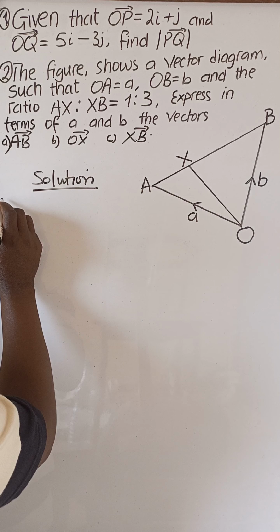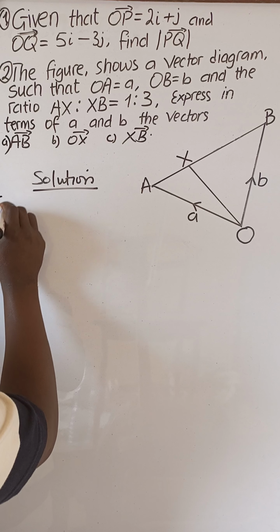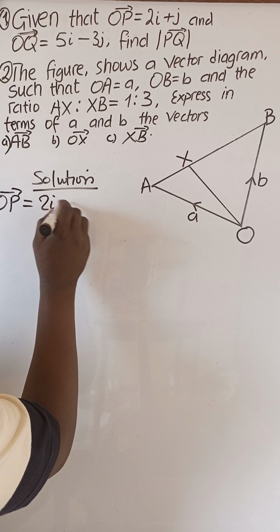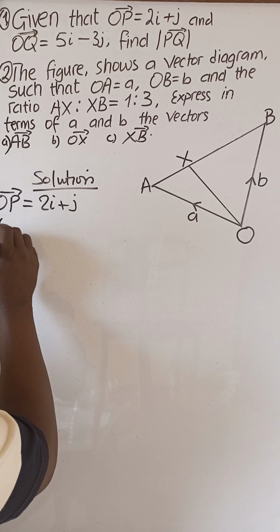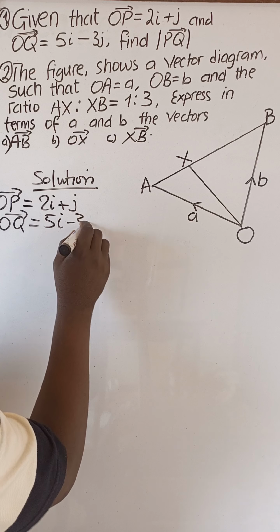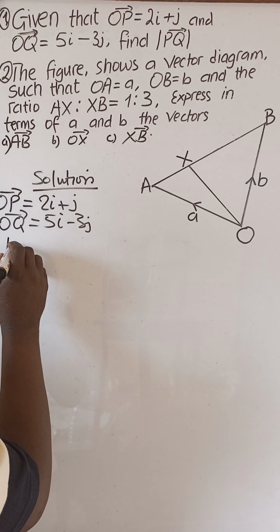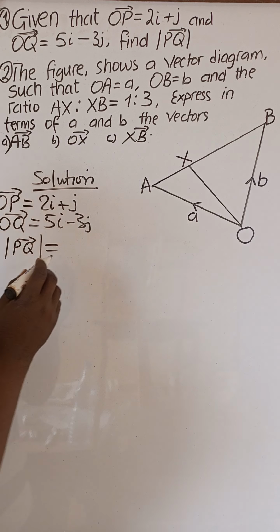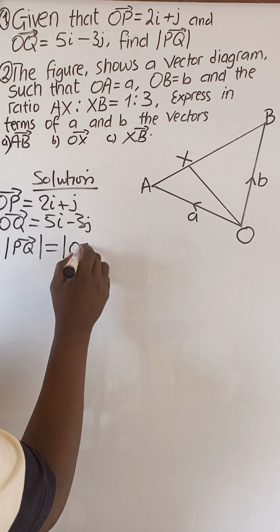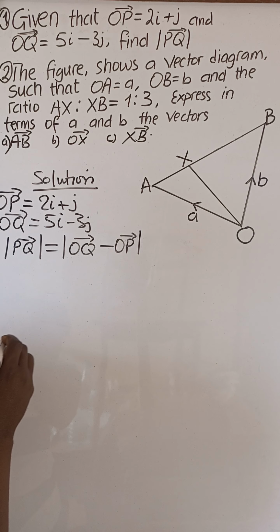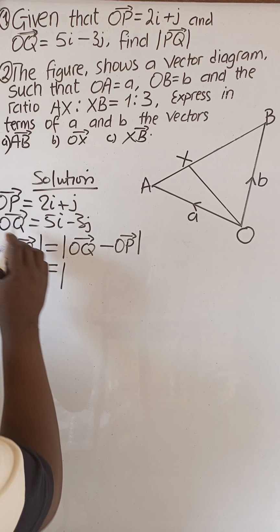Let's start by collecting our information given in the question. We are given the vector OP as 2i plus j and the vector OQ as 5i minus 3j. Now we want to get the magnitude of the vector PQ. The magnitude of the vector PQ will be the magnitude of the vector OQ minus OP.